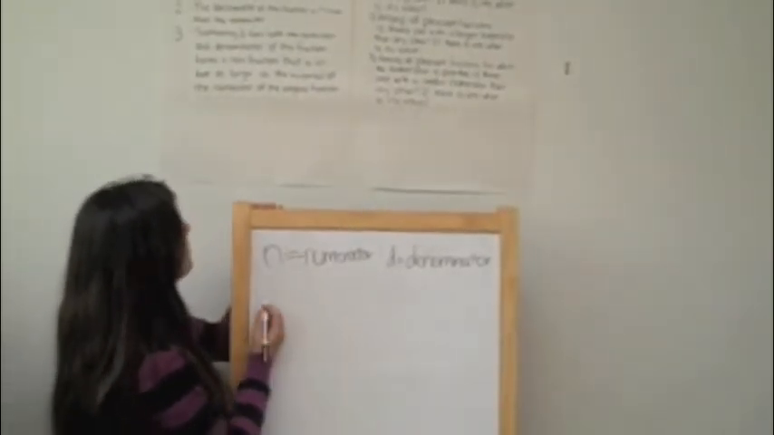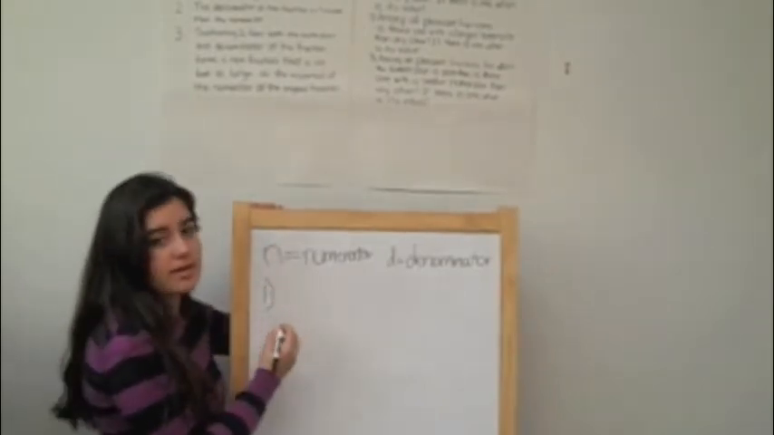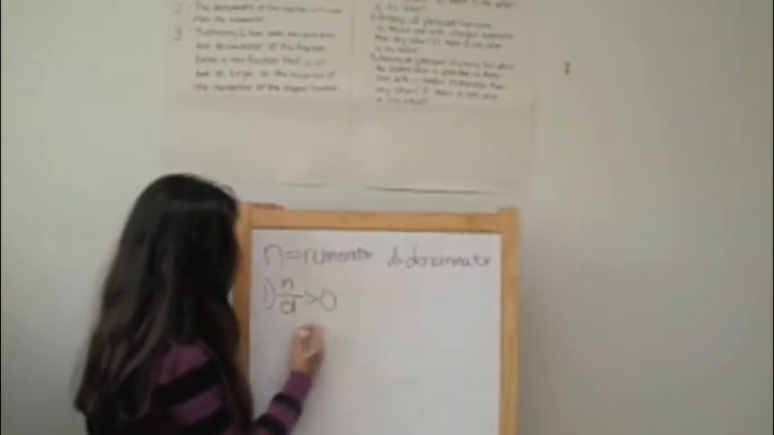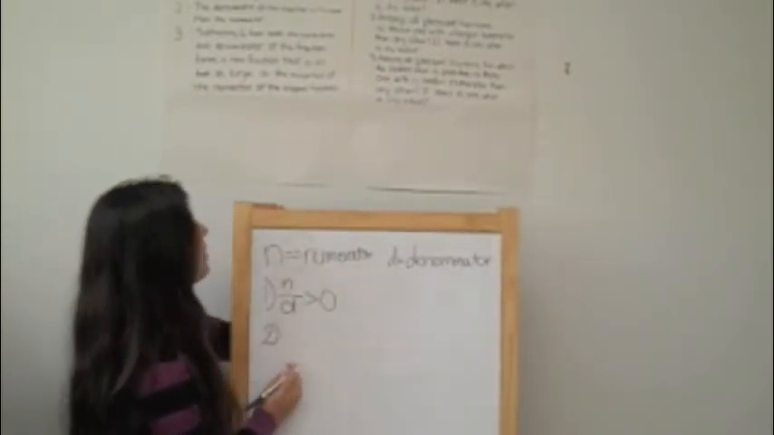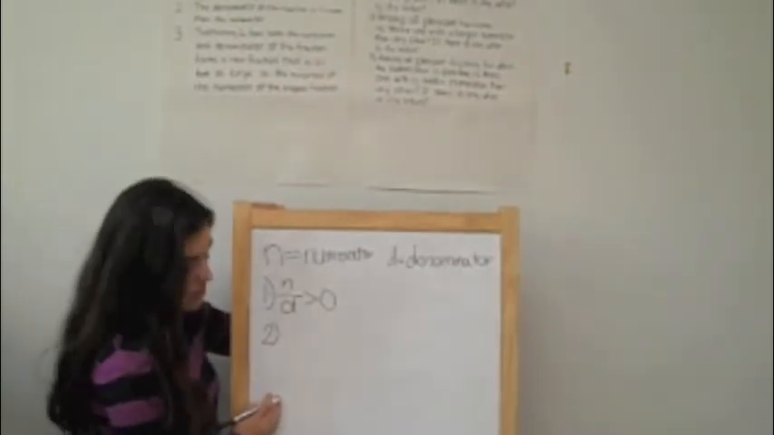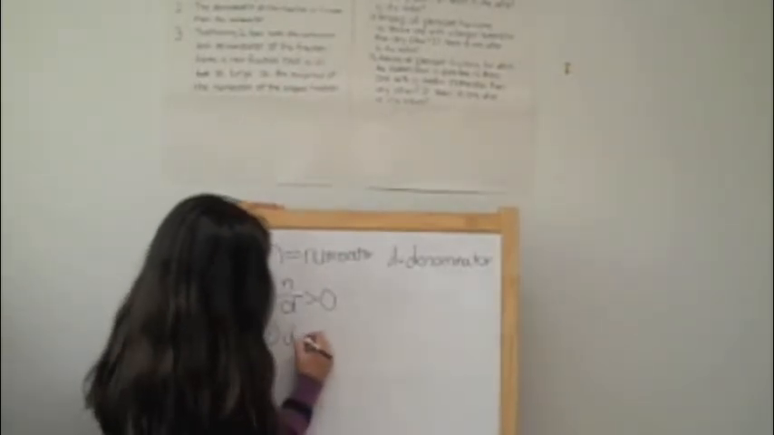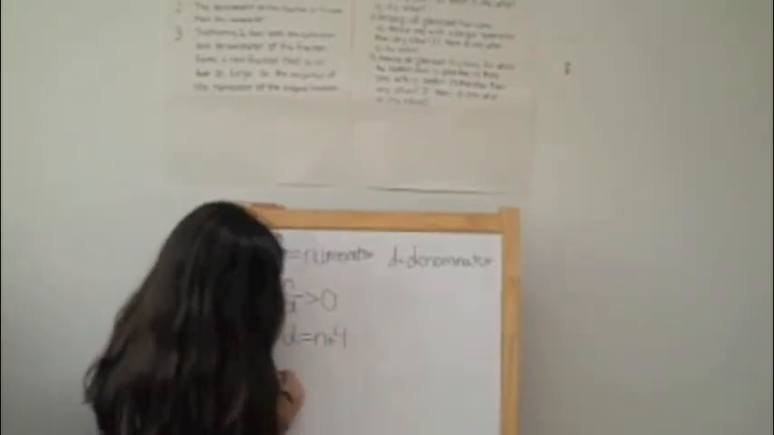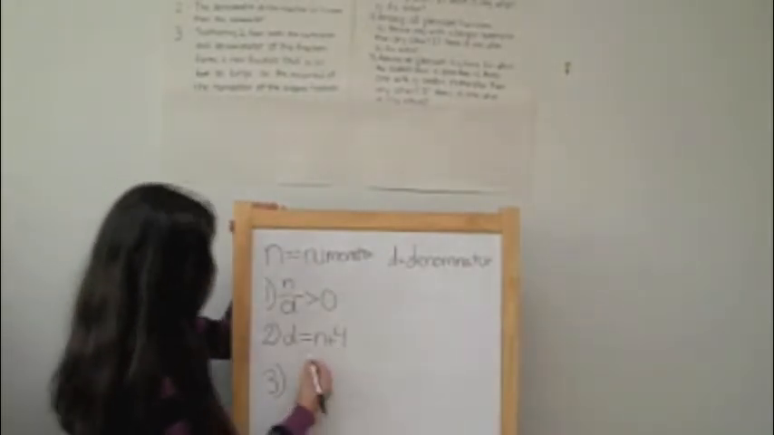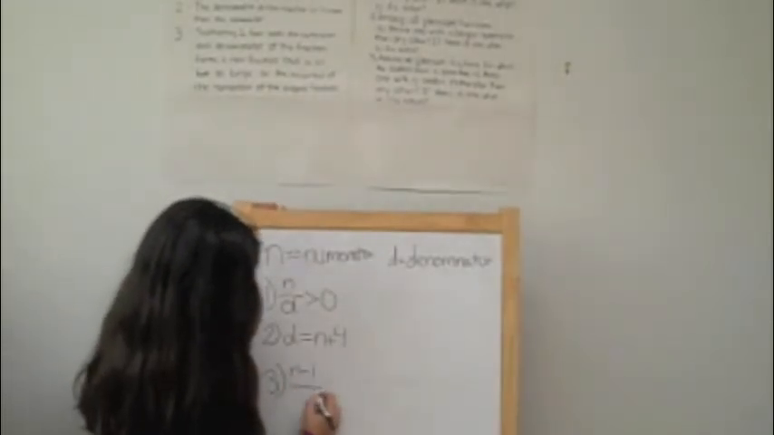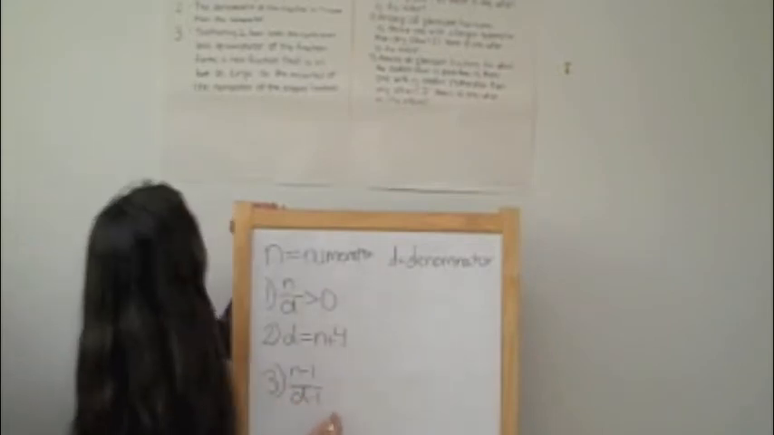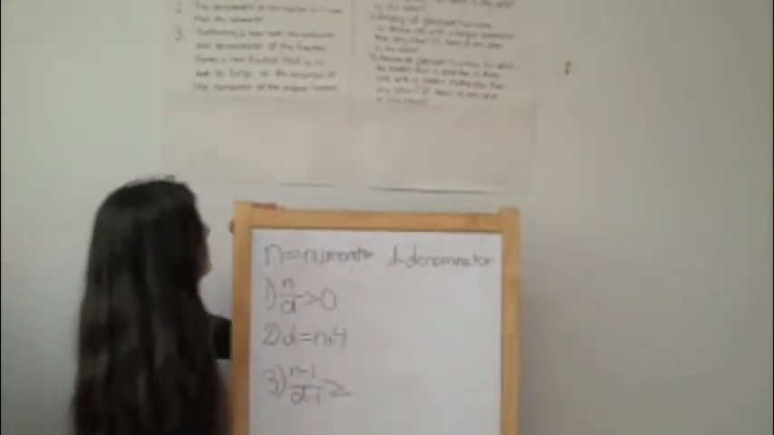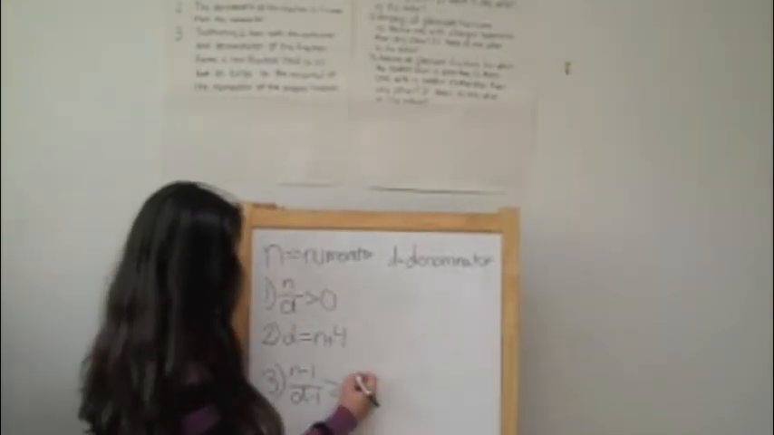For property number 1, the fraction is greater than 0, we can make the inequality n over d is greater than 0. For property number 2, the denominator of the fraction is 4 more than the numerator, we can make the equation d equals n plus 4. For property number 3, subtracting 1 from both the numerator and the denominator of the fraction forms a new fraction that is at least as large as the reciprocal of the numerator of the original fraction.